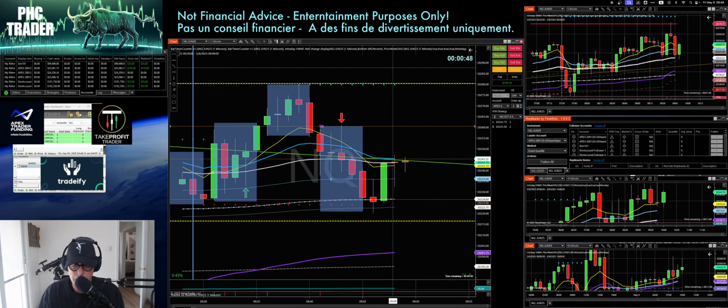Right? The 21 is above the 50. If we're going back down, the 21, which is the blue on the 1 minute, would have been right between the white and the yellow. The white is the 50, the yellow is the 9.